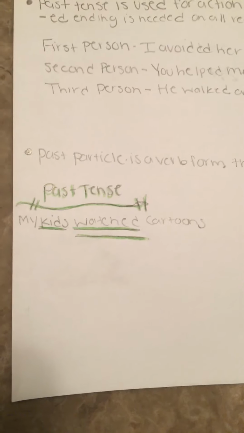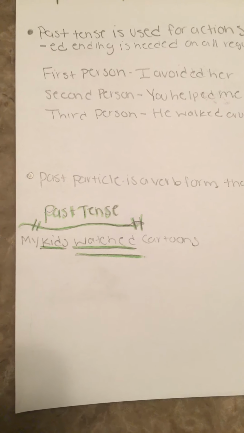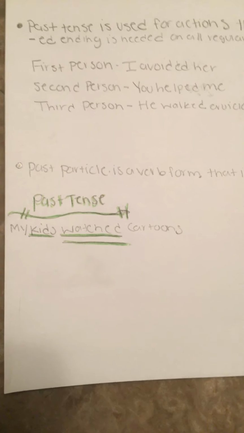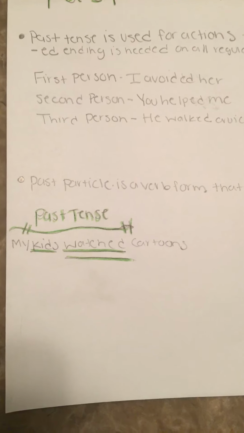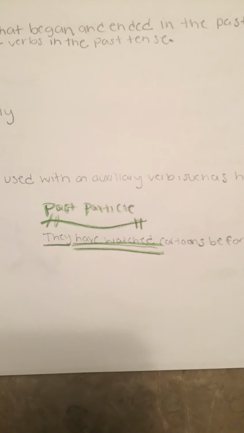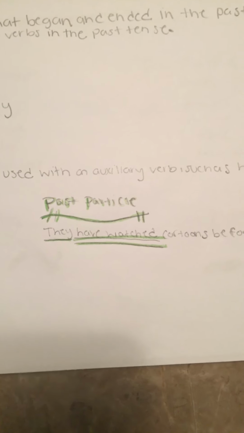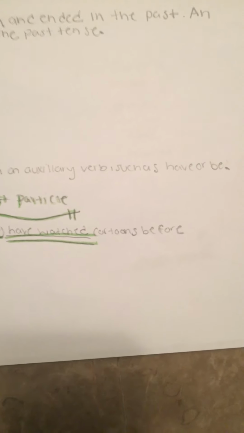The past participle is a verb form that is used with an auxiliary verb such as have or be. So an example of past tense would be: my kids watched cartoons. The subject is kids, and the verb has ed. For the past participle, the subject is they, and the helping verb that they use is have. So they have watched cartoons before.